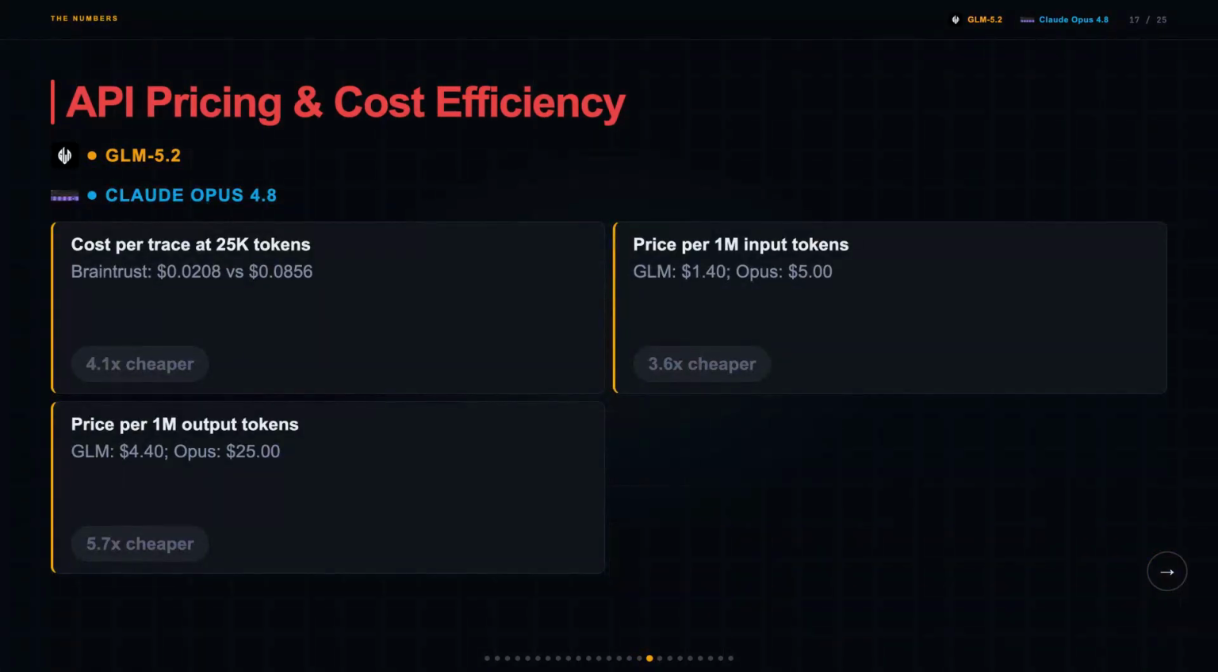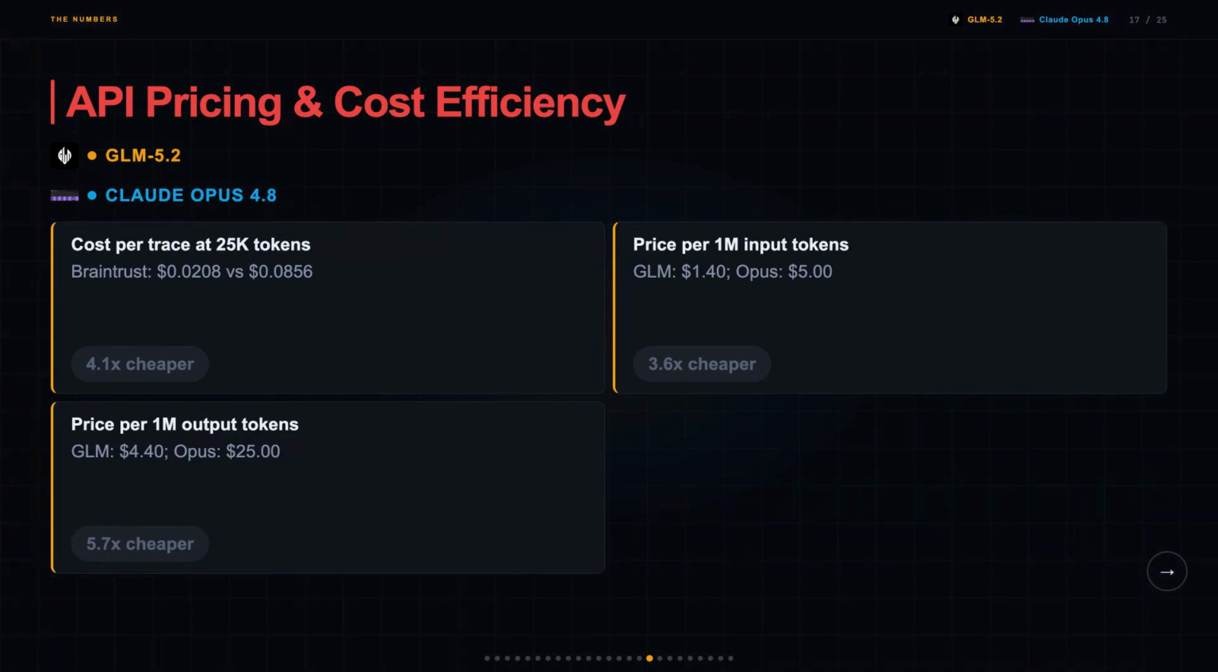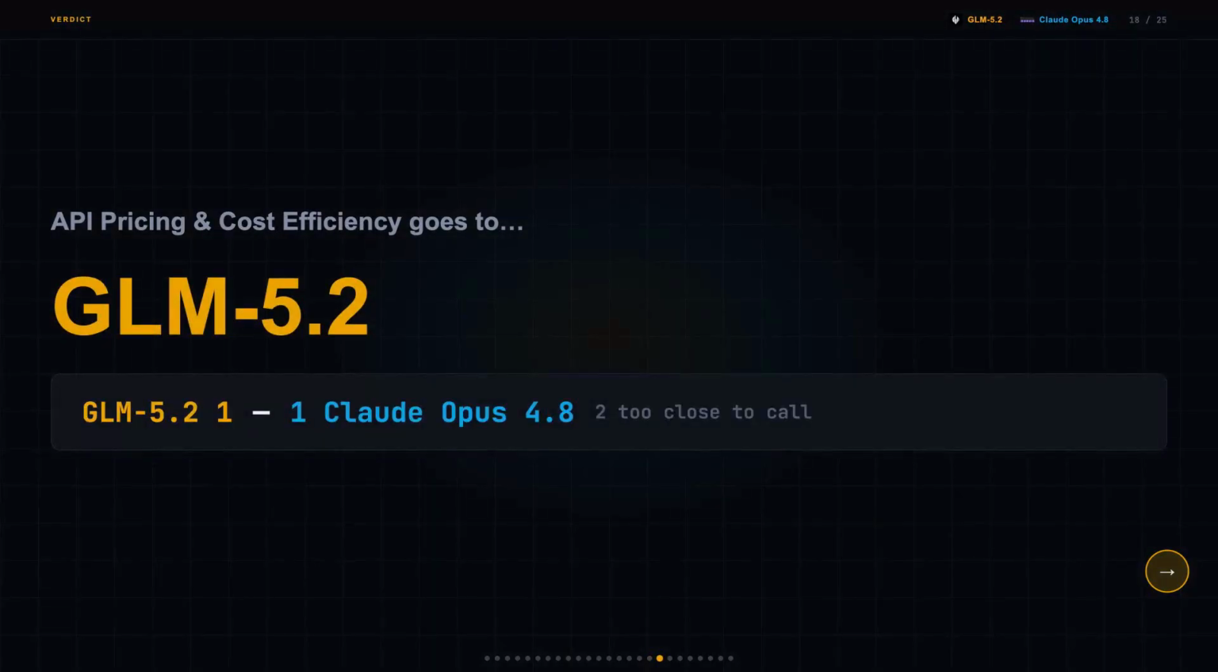Okay, so this is where I was genuinely shocked. At 25,000 tokens per trace, GLM 5.2 costs $0.0208 versus Claude Opus 4.8 at $0.0856, which is 4.1 times cheaper per trace. Input tokens are $1.40 per million for GLM versus $5.00 for Opus, and output tokens are $4.40 versus $25.00, a 5.7 times gap, and these numbers are verified from Braintrust and official pricing docs. GLM 5.2 wins this one, and it's not even close.